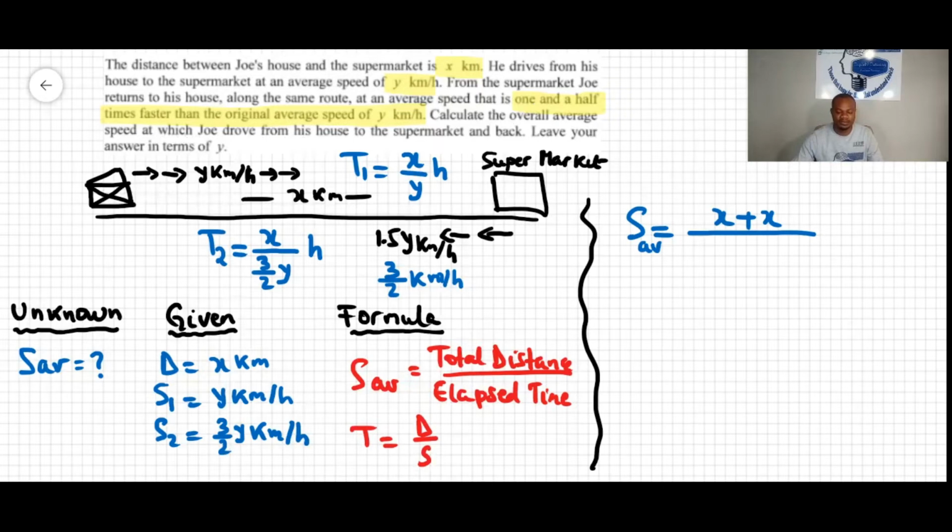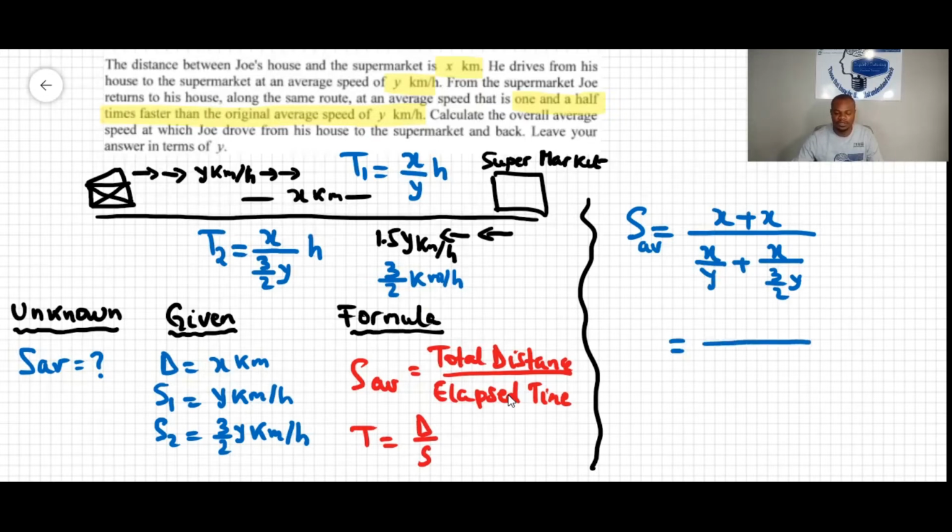That's the total distance over the elapsed time. The elapsed time must also be the time it takes from his home to the supermarket and back. So the time to the supermarket was X over Y, plus the time it took from the supermarket to his place, which is X over 3/2y. Okay, so now let's simplify this.